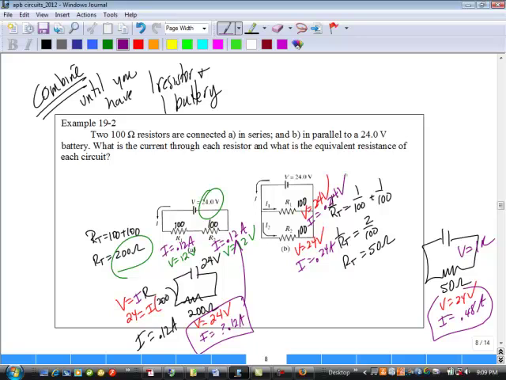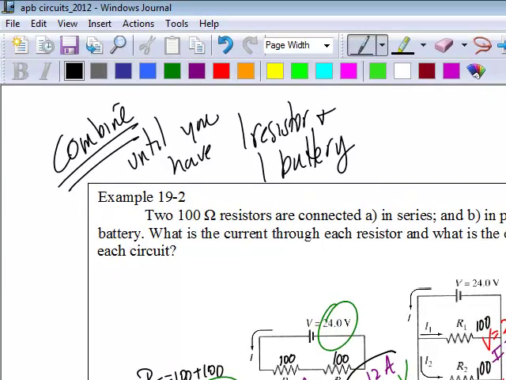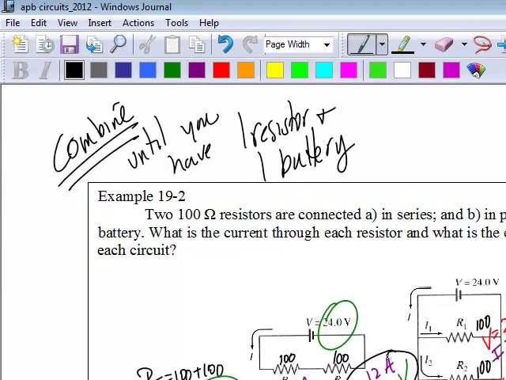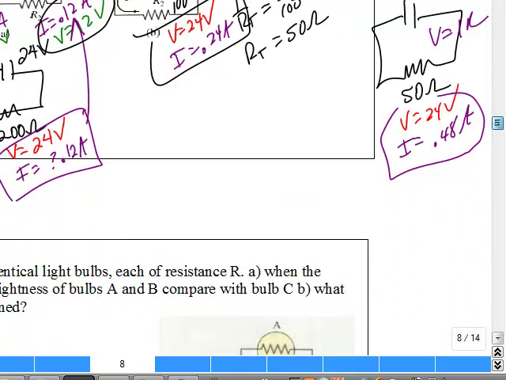If we want to see which light bulbs were brighter, hopefully you can compare. If I look at the power provided by that one compared to the power provided by the parallel path, you can see that that parallel path is much more.